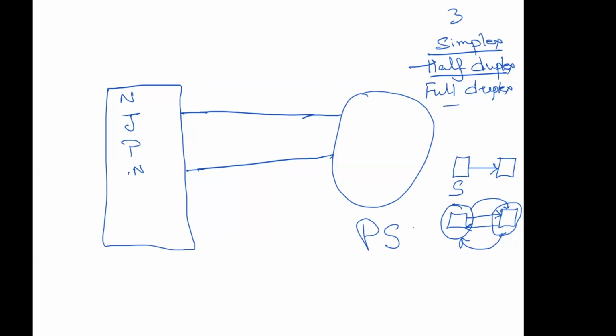Coming to full duplex, here the connection is a bidirectional simultaneous connection where the server and the client can communicate without any obstruction. They can communicate simultaneously.